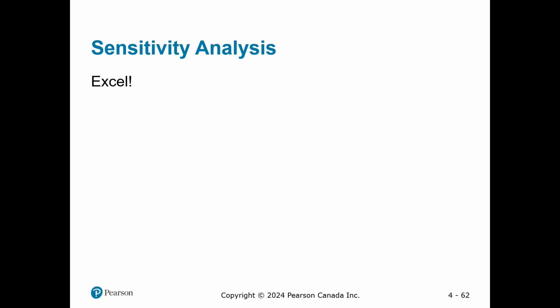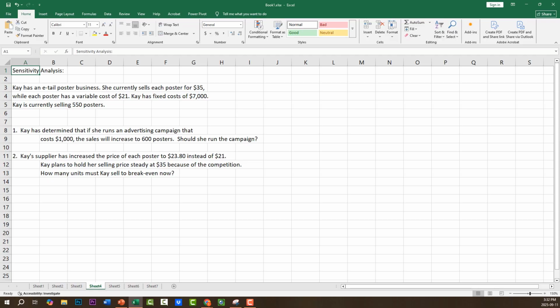So let's do a bit of sensitivity analysis. We're back at Kay's e-poster business. Everything's the same. $35 selling price, $21 variable cost, $7,000 fixed costs. We currently sell 500 posters. 1. Kay has determined that if she runs an advertising campaign that costs $1,000, the sales will increase to 600 posters from the 550 posters. Should she run the campaign?